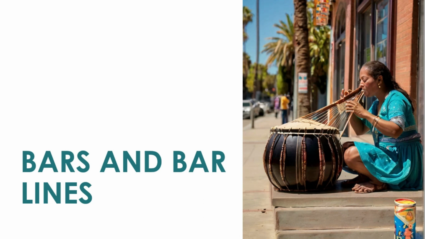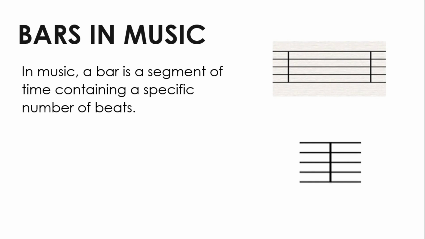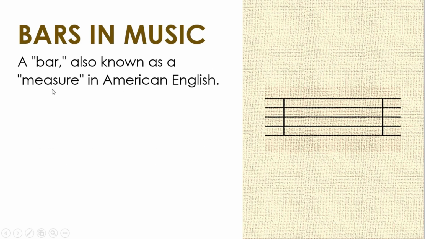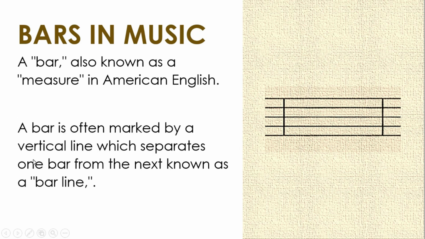So, let's learn. In music, a bar is a segment of time containing a specific number of beats. It is a segment of time in which a specific number of beats are grouped together. A bar is also known as a measure, so if you don't want to call it bar, you can call it measure. A bar is often marked by a vertical line which separates one bar from the next, known as a bar line. So this here is the bar or the measure. Everything inside this place is the bar, and this line is called the bar line.